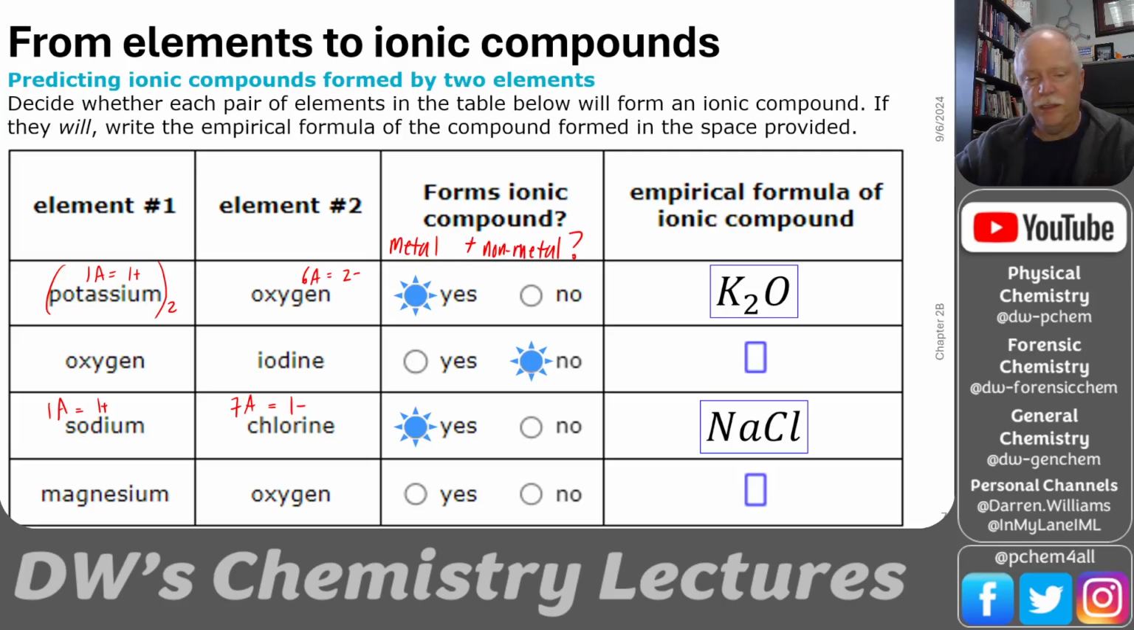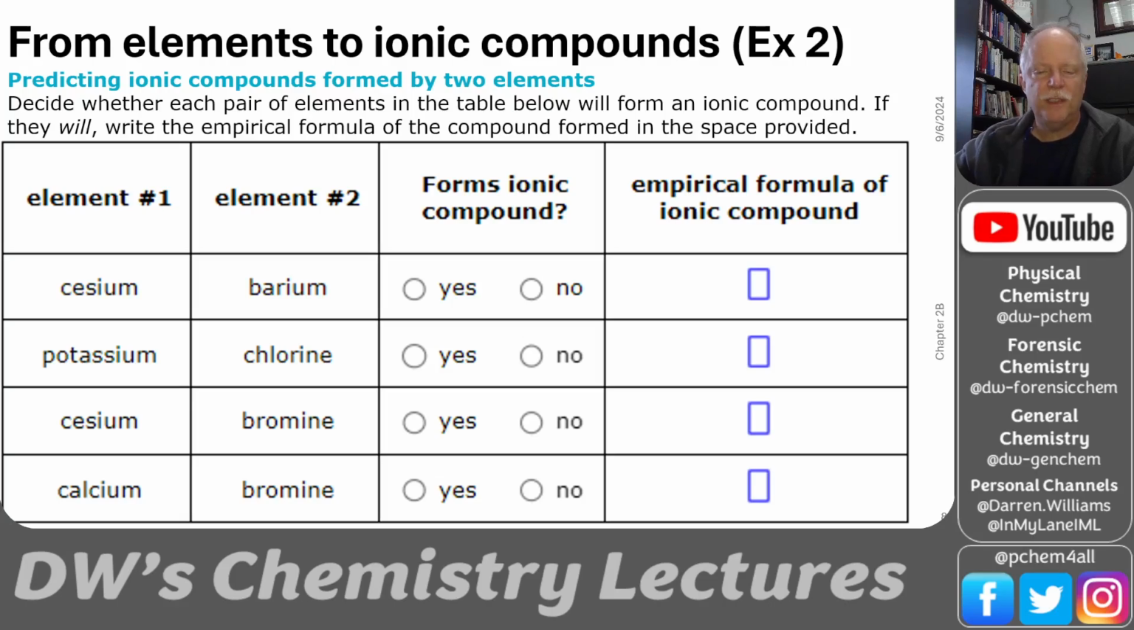Magnesium's a metal, oxygen's a non-metal. And so then we say yes on that. It forms an ionic compound. And these match too, because magnesium is in group 2A on the periodic table. So that means it's going to be a 2+ cation. Oxygen is in 6A, so that means it's going to be a 2- anion. 2 plus, 2 minus, so we don't need any subscripts. It's just MgO, magnesium oxide.